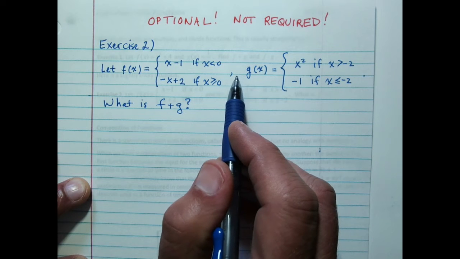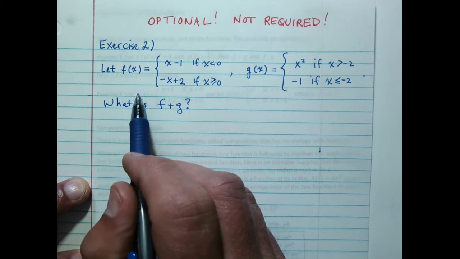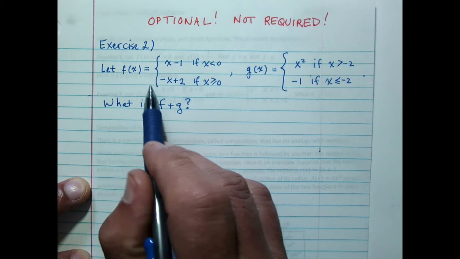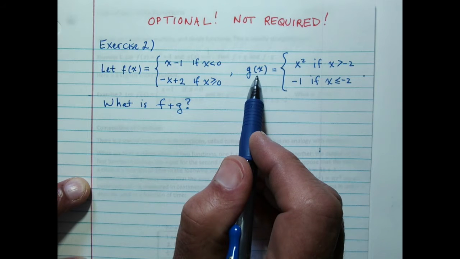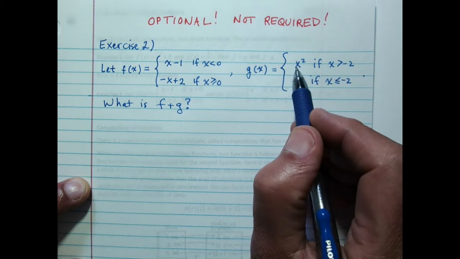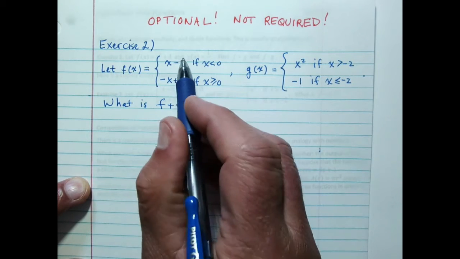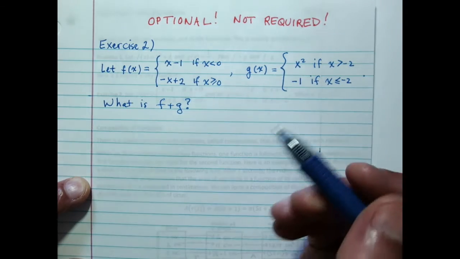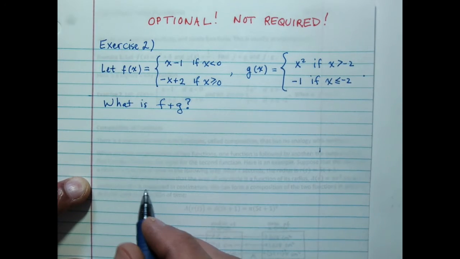If x is a number like 1, say x equals 1, for f, you would have to use the lower part of the formula because 1 is greater than or equal to 0. And for g, for 1, you would have to use the upper part of the formula because 1 is greater than negative 2. So for different numbers, sometimes you use the first or second part of the f formula, and sometimes you use the first or second part of the g, but you can kind of flip-flop around, right?